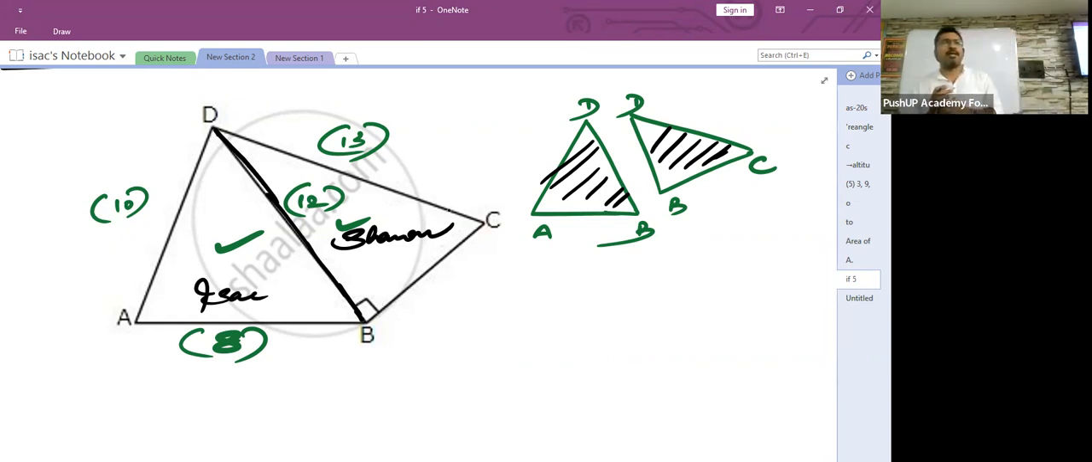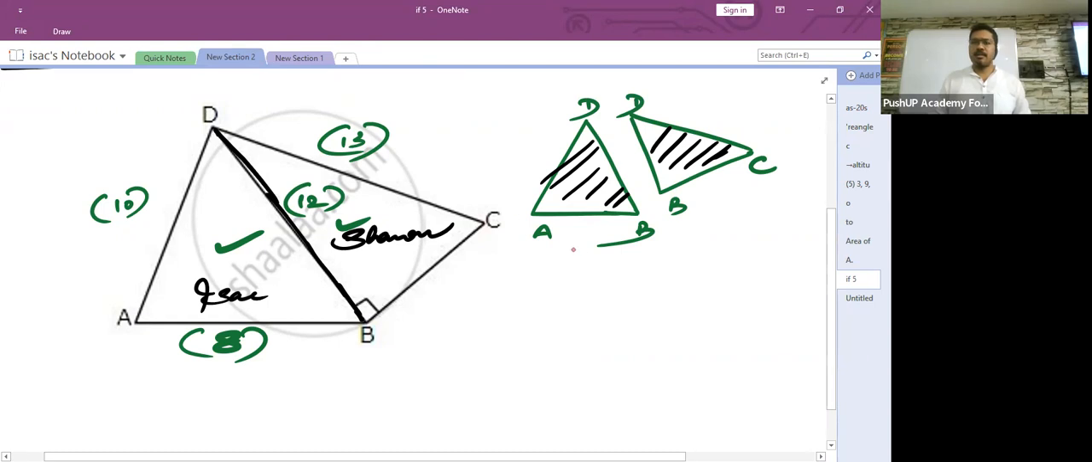So how can we find the area of triangle ADB? And what kind of a triangle is ADB? Scalene triangle. Smriti, what kind of a triangle is it? Scalene triangle. Why? Because all the three sides are different, isn't it? AB is 8, AD is 10, and DB is 12.